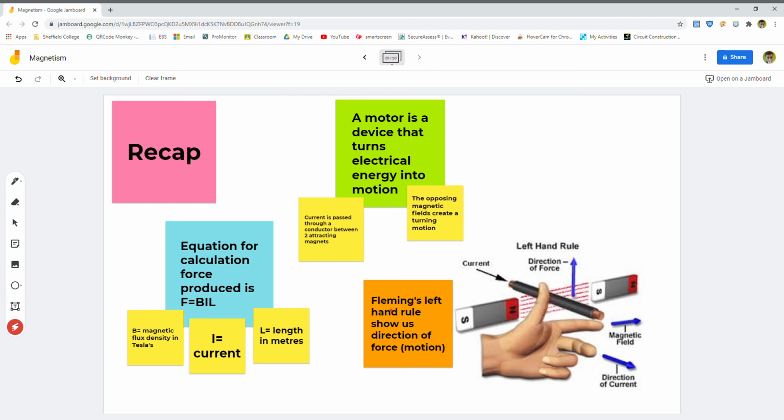Like I said, Fleming's left-hand rule shows us the direction of force, the direction of the motion. Okay then, hopefully that's helped.